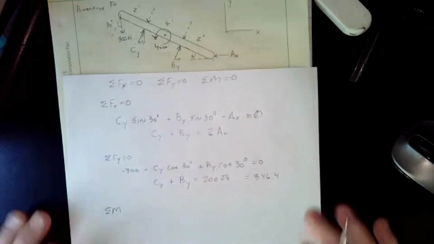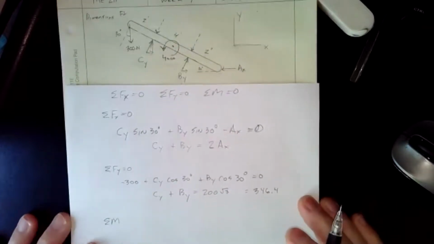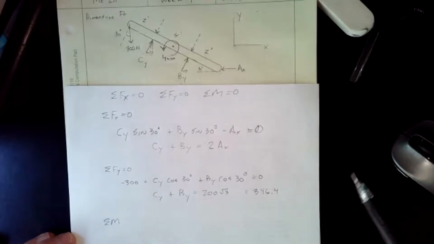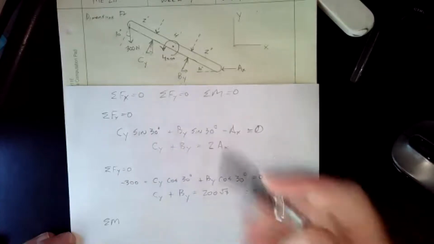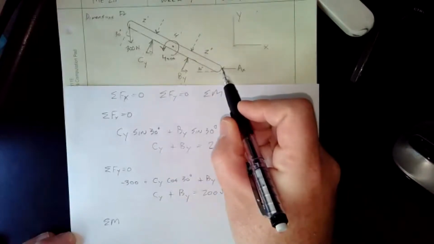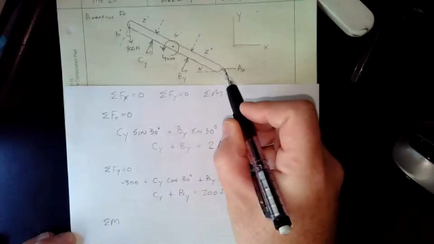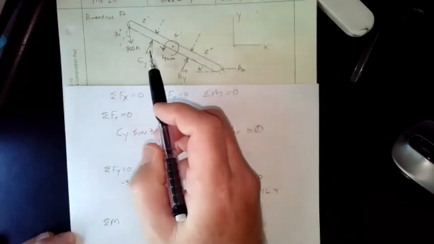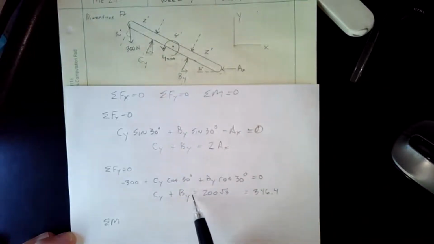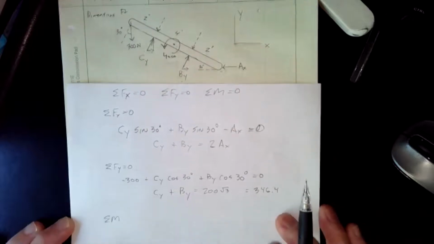Okay. So this is where you pick a point. And I always say pick a point that has the most unknowns. That generally works the best. Now, no point has the most unknowns, but if we sum the moments about the point A, that's going to eliminate A as an unknown, and it's going to leave us with just CY and BY. Well, we have this equation with just CY and BY, so that means we're going to have 2 equations, 2 unknowns, that we can solve.